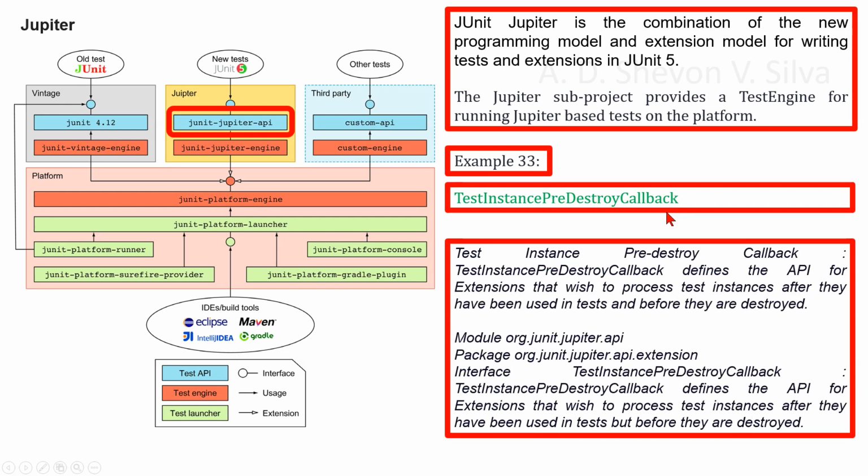TestInstancePreDestroyCallback defines the API for extensions that wish to process test instances after they have been used in tests and before they are destroyed. Interface TestInstancePreDestroyCallback in package org.junit.jupiter.api.extension in module org.junit.jupiter.api. TestInstancePreDestroyCallback defines the API for extensions that wish to process test instances after they have been used in tests but before they are destroyed.